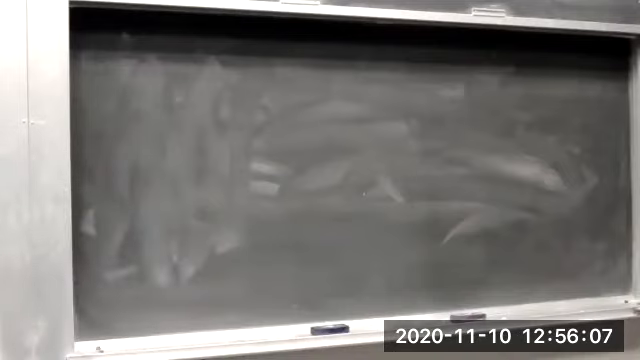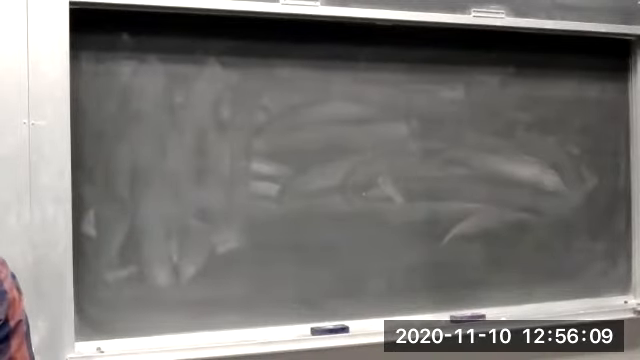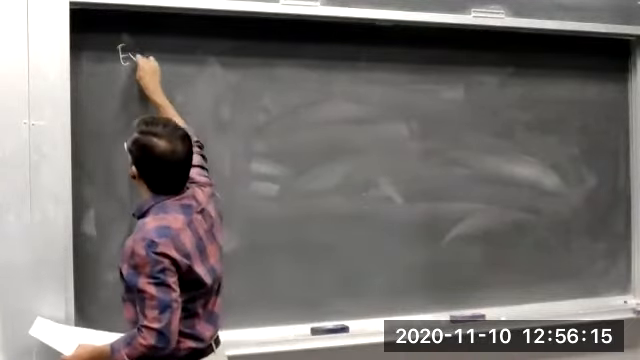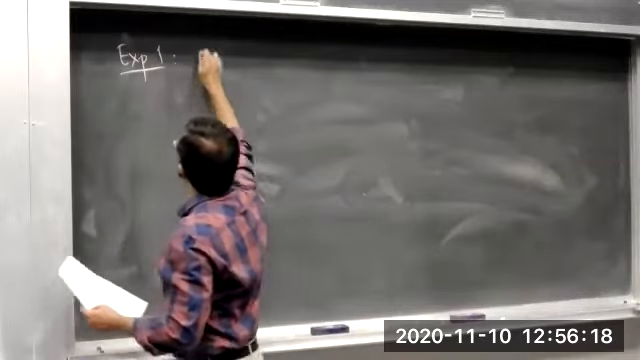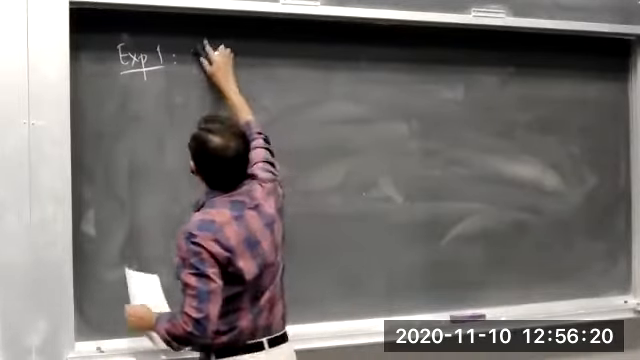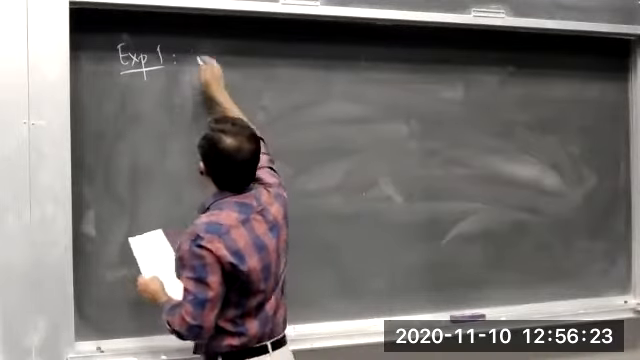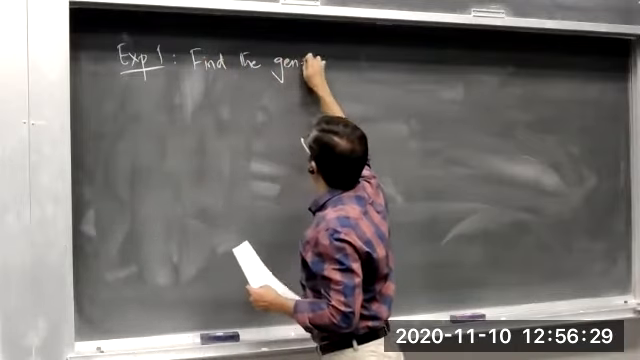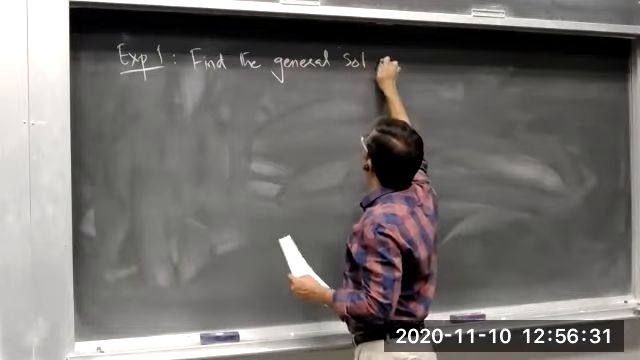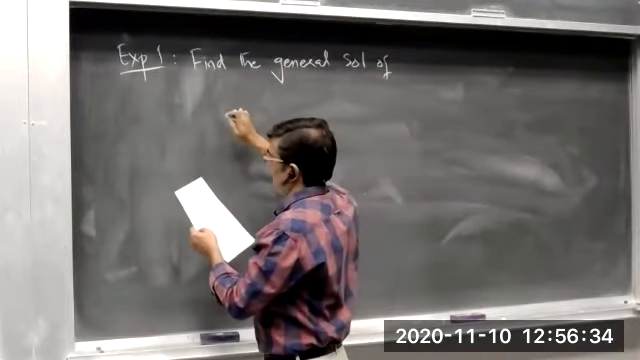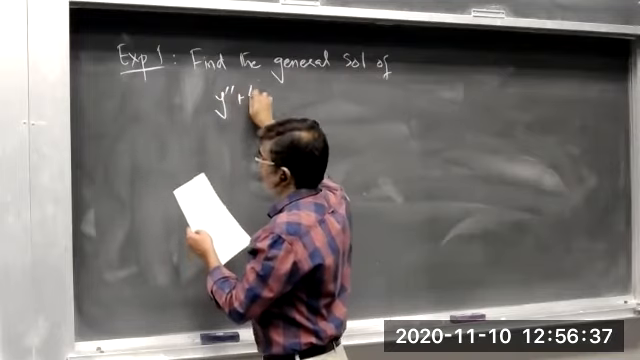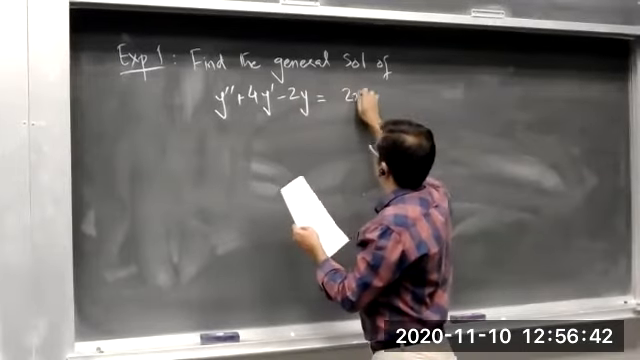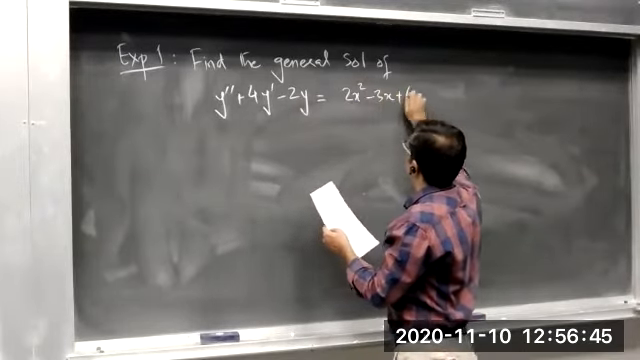Here I must have included some example. Here, this one. Example 1. Solve or find the general solution of the following differential equation, which is y double dash plus 4y dash minus 2y equal to 2x squared minus 3x plus 6.